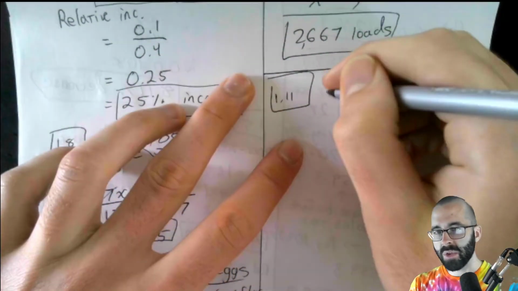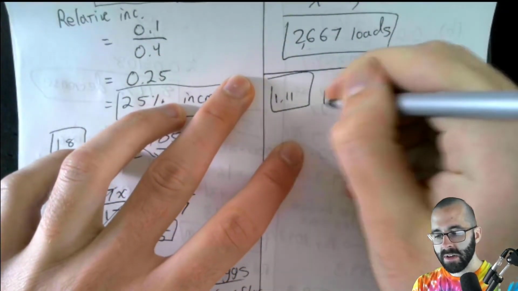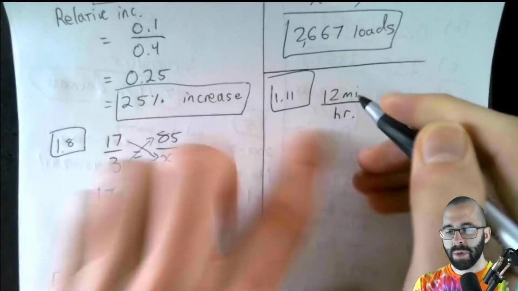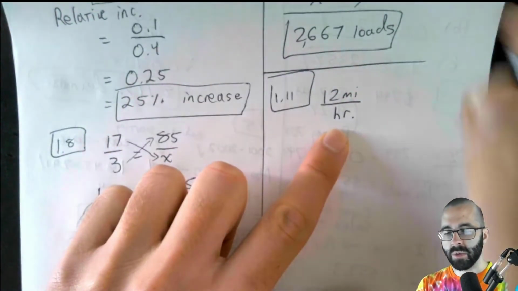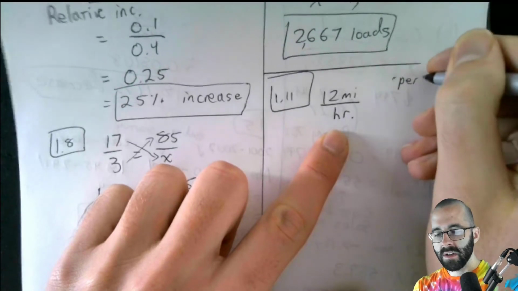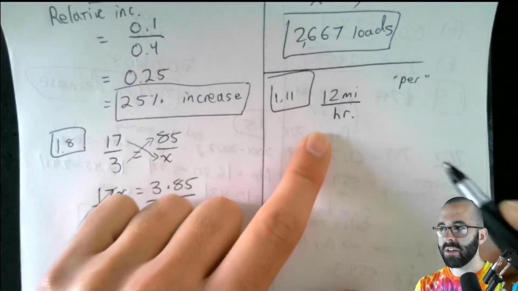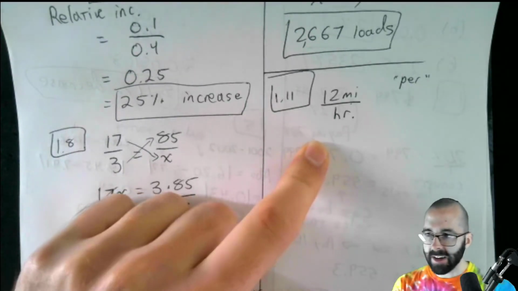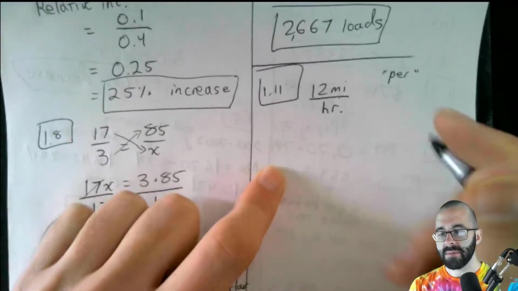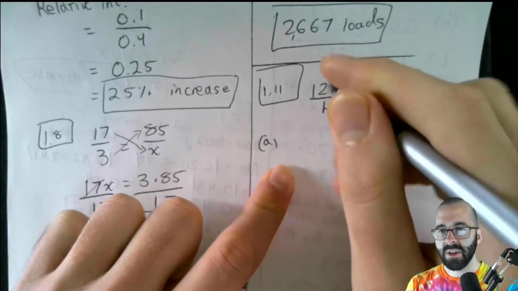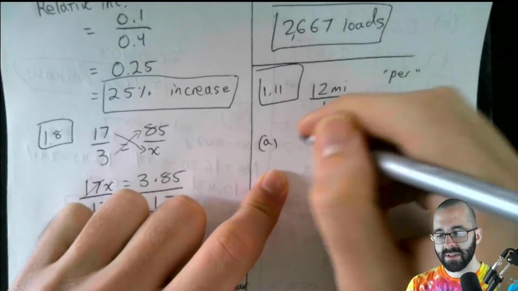We got a bike and it's going 12 miles per hour. Per means fraction. So 12 miles per hour looks like this. And we're converting a couple things. Okay. So part A is, it wants to know how many feet per hour is this?